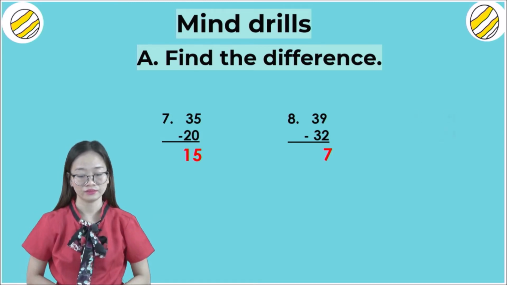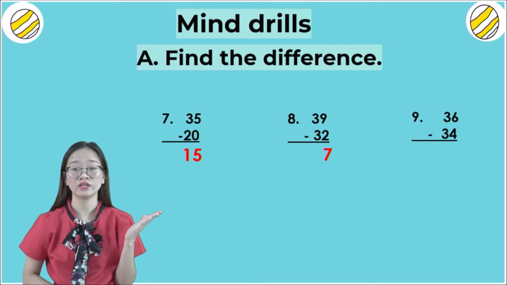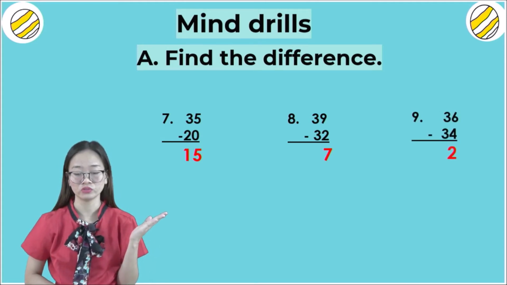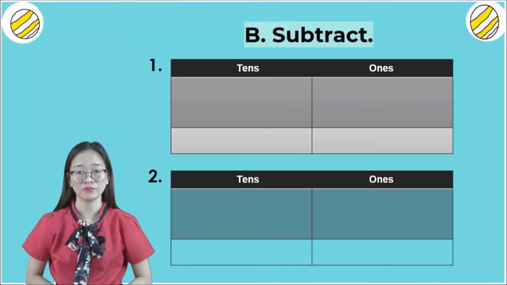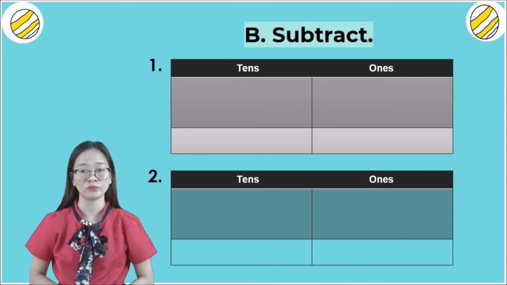Okay? Number 9. 6 minus 4 is equal to 2. So 3 minus 3 is equal to 0. That's why we did not put 0 anymore. Okay? Next, letter B. So let's subtract these following numbers.